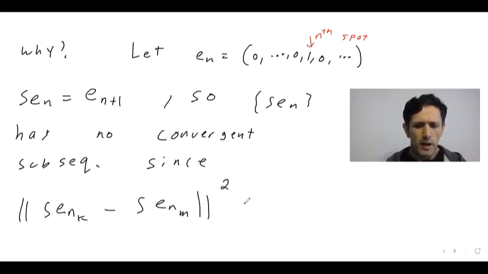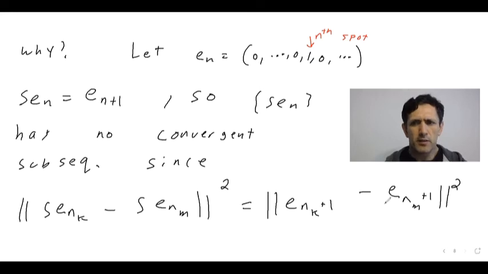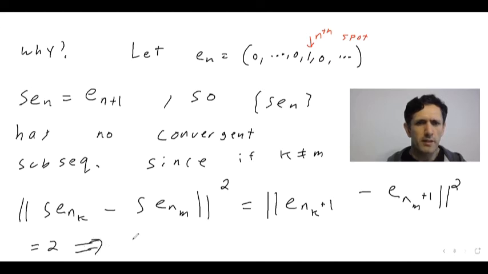Take this squared. Well, this is just E_N, K plus 1. This is E_M plus 1. Well, just by Pythagorean theorem, if K is not equal to N, and again, I'm just picking an arbitrary subsequence of S E_N, call it S E_{N_K}. So let's say K is not equal to M. So by Pythagorean theorem, this is just the norm of this squared. Norm of this squared is 2. So yeah, that implies that this is not Cauchy.